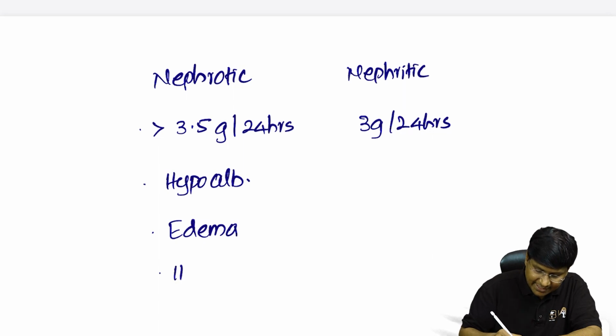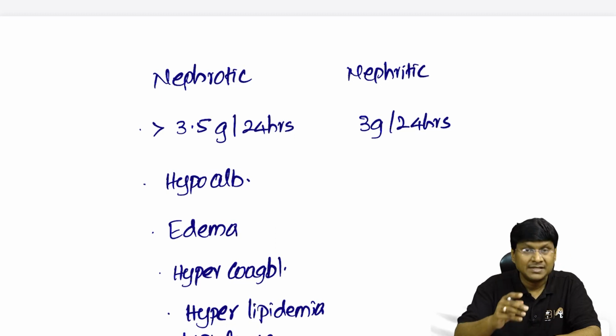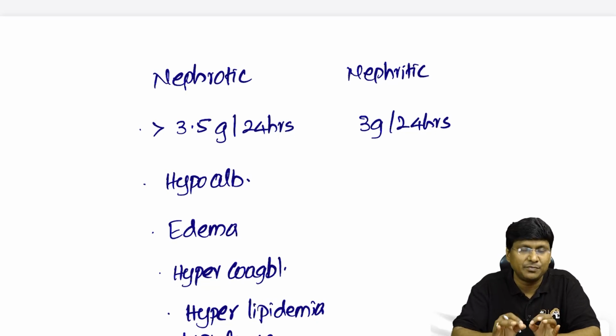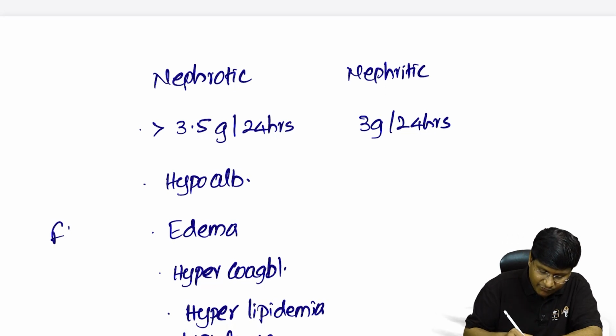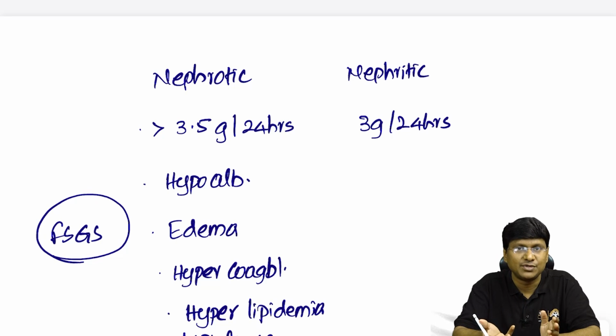And next to that, these patients will have hypercoagulability, right? And these patients will have hyperlipidemia, and these patients will have lipiduria. Whereas in nephrotic syndrome, hematuria may or may not be present. We have only one form of nephrotic syndrome where definite hematuria will be there, which is focal segmental glomerulosclerosis. Hematuria will be present. Whereas in other forms of nephrotic syndrome, hematuria is rare or completely absent.